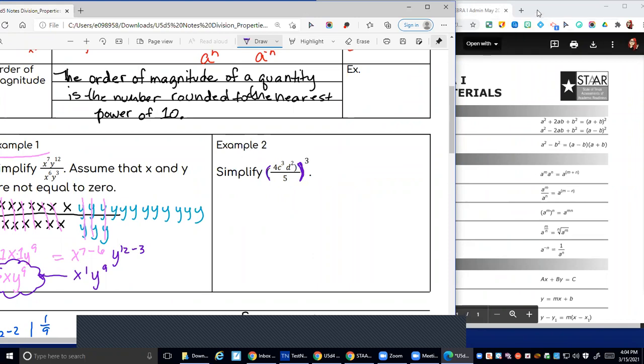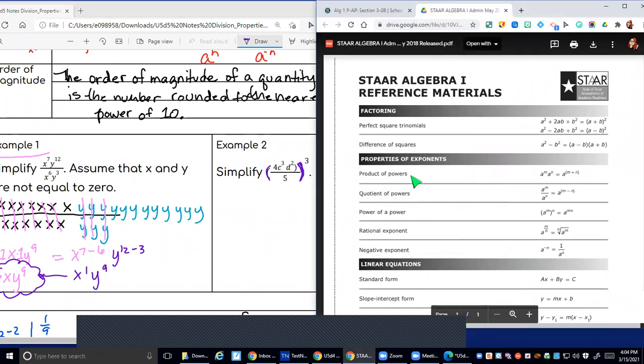What property do you think you're going to use first? Product of powers, quotient of powers, power of a power, or negative exponent? Thoughts? The first one. The first one, the product of powers, okay? The power of power. Okay, so we're kind of between two. Product of powers and power of power.